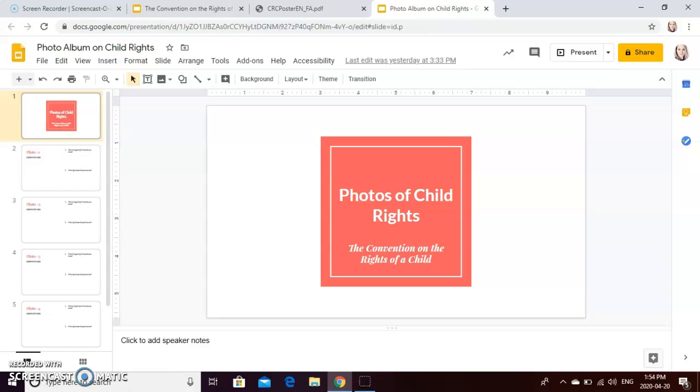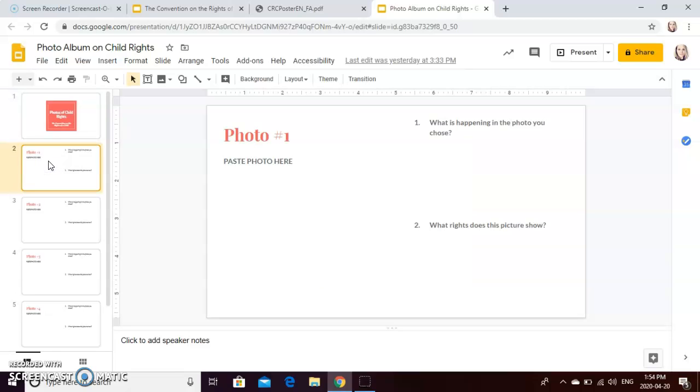So here's the assignment, and as you will see, I have 5 slides like this organized for you. You will paste your photo here and answer the 2 questions. Question number 1 is, what is happening in the photo you chose? Question 2 is, what rights does this picture show? And again, that can be rights the child is receiving or rights that the child is not receiving based on the picture. If you don't like the layout of how this looks, you may change it.